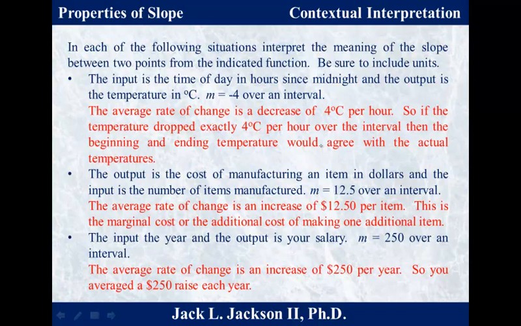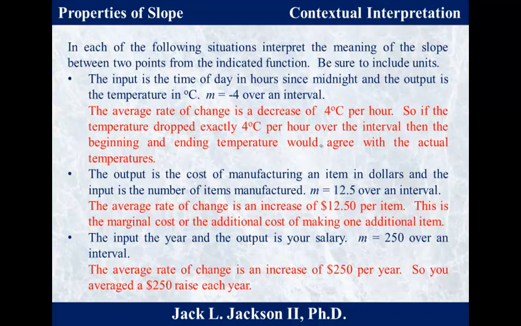Alright, the first one, the input is the day in hours since midnight, and the output's the temperature in degrees Celsius. m is -4 over an interval. So the average rate of change is a decrease of 4 degrees Celsius per hour. So if the temperature dropped exactly 4 degrees every hour, of course it would be linear, and then the beginning and end temperatures would agree with the actual temperatures. In actuality, this may be just averaged out, but it averages 4 degrees Celsius per hour.